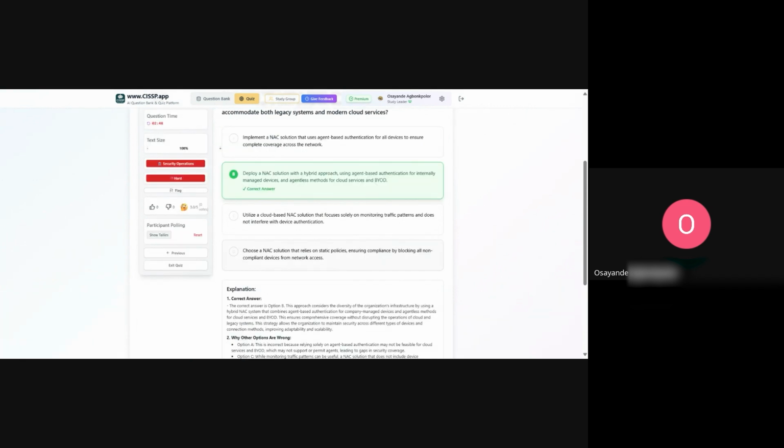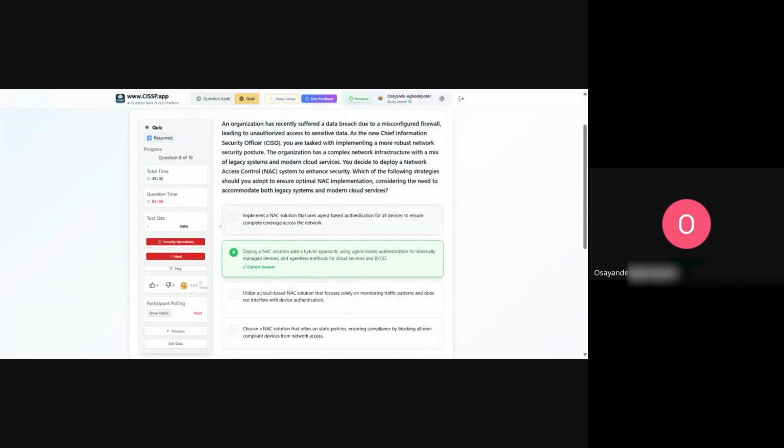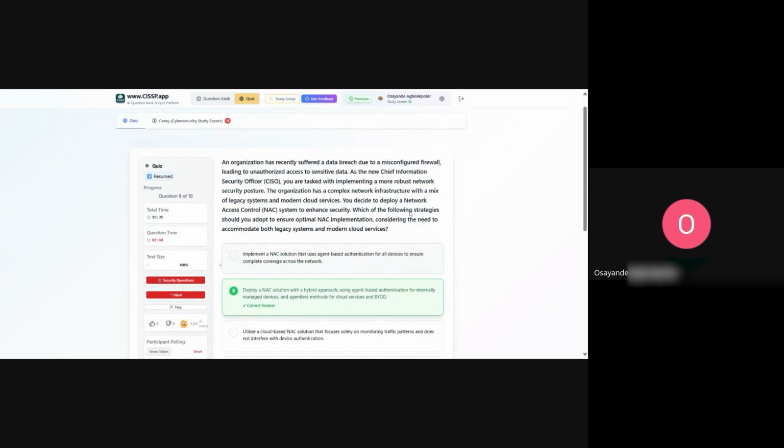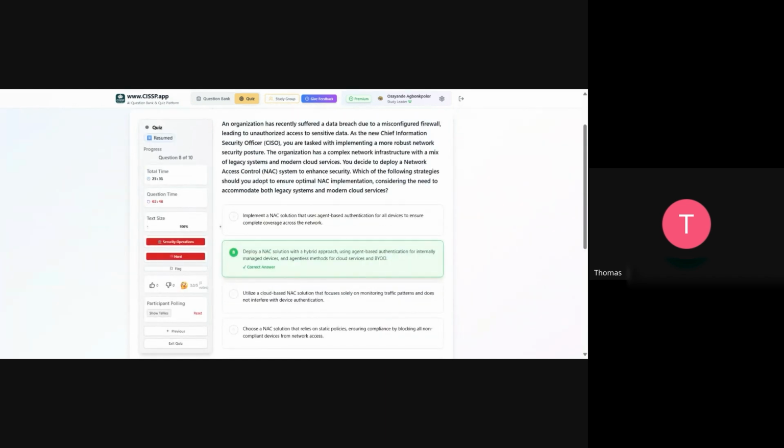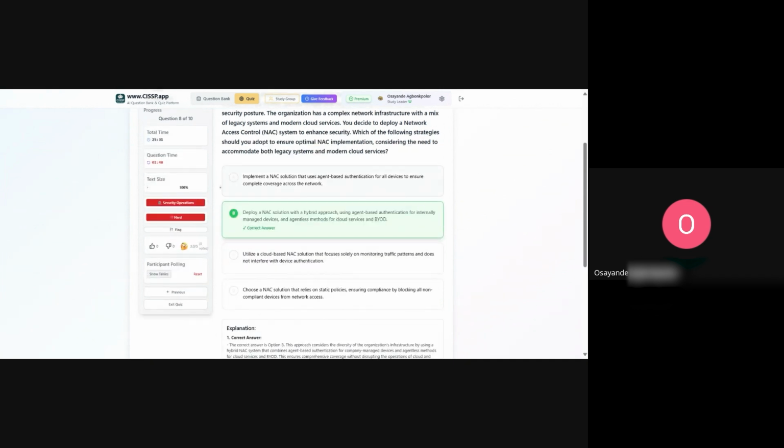That was correct. The hybrid approach was the best approach to this. Let's see the explanation. Yeah, that was exactly what I thought. The answer is in the question, the last sentence: to accommodate both legacy systems and modern cloud-based services. Absolutely. For the cloud-based services, you need the agentless. For the legacy, you need the agent one.